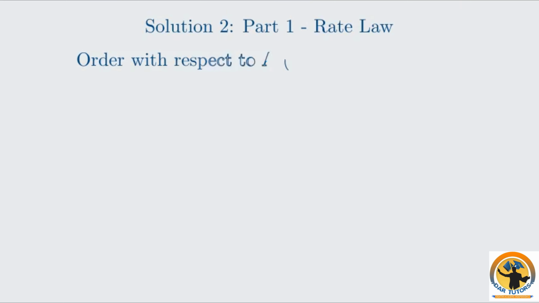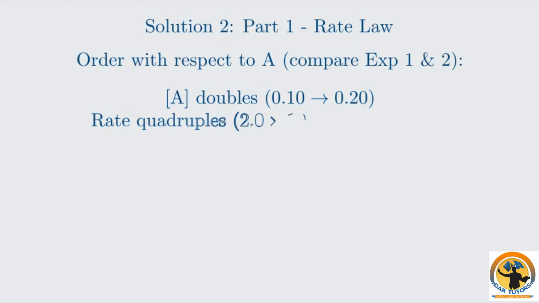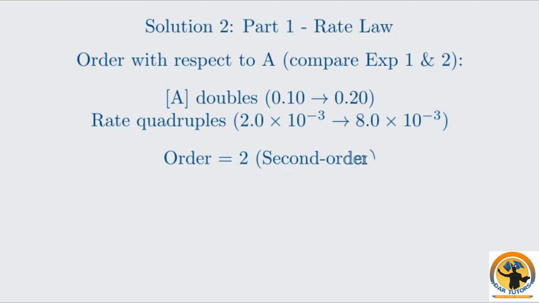Let's review the solution. To find the order with respect to A, we compare experiments 1 and 2. Doubling the concentration of A from 0.10 to 0.20 causes the rate to increase fourfold, from 2.0 times 10 to the negative 3 to 8.0 times 10 to the negative 3. A fourfold increase from a doubling of concentration means the reaction is second order with respect to A.